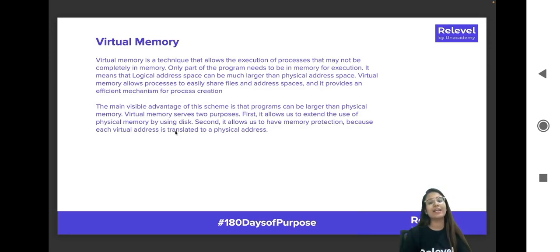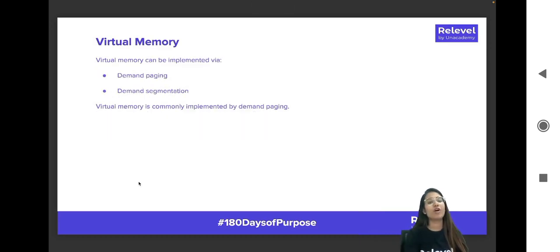Secondly, it gives you memory protection also, because each virtual address, or logical address, is actually translated to a particular physical address only. Virtual memory can be implemented by demand paging or demand segmentation. In this video, we'll talk about just demand paging, because using that you will easily relate to demand segmentation also. And second, demand paging is the one which is more frequently used.